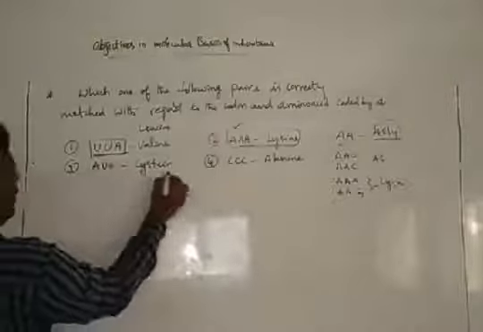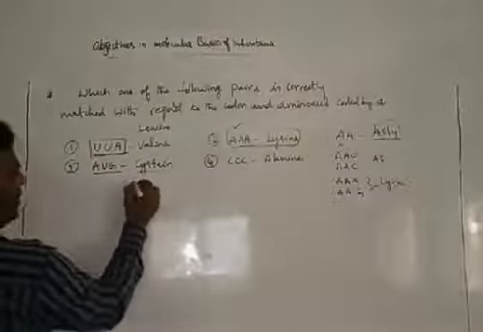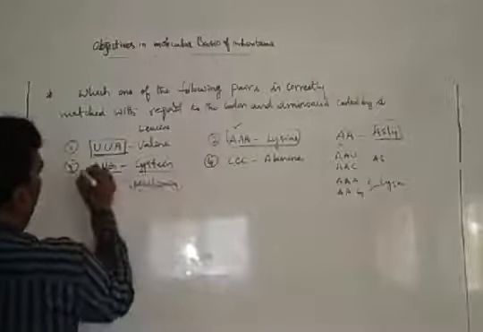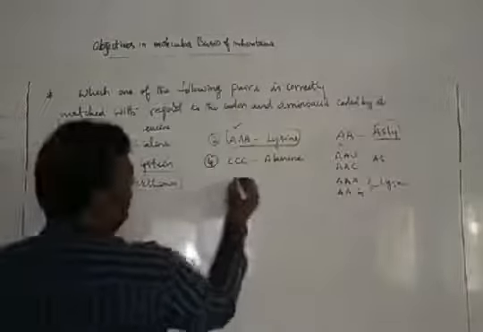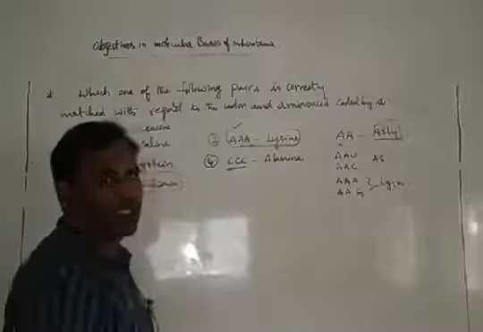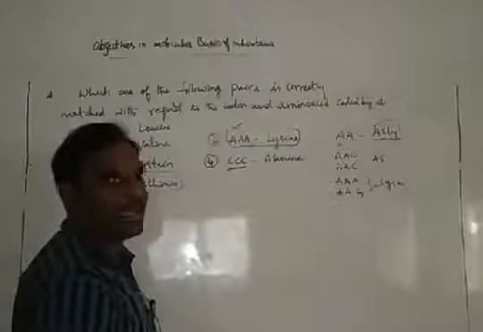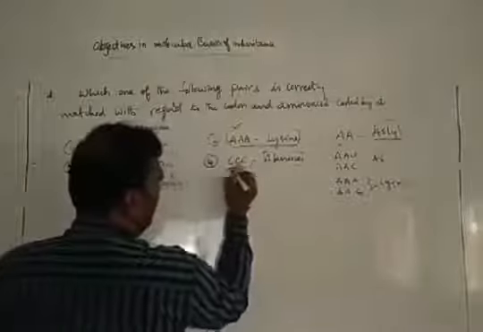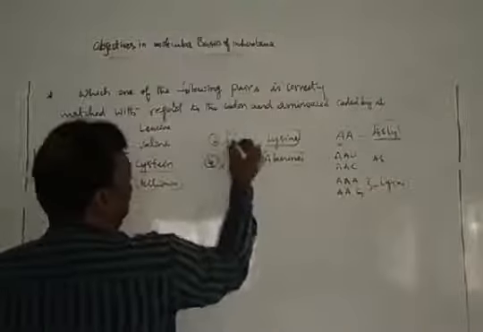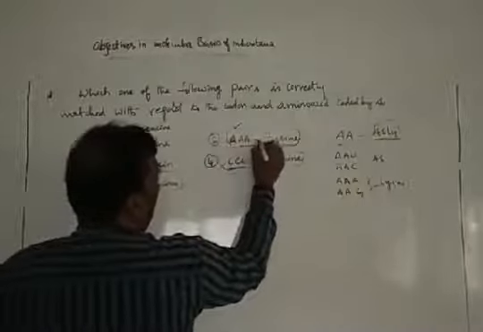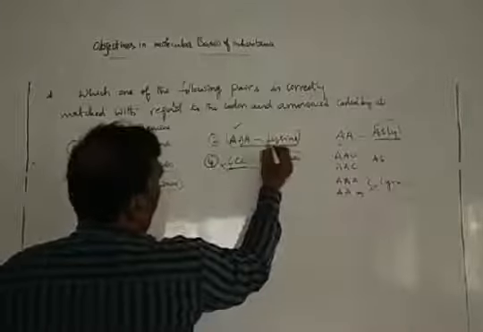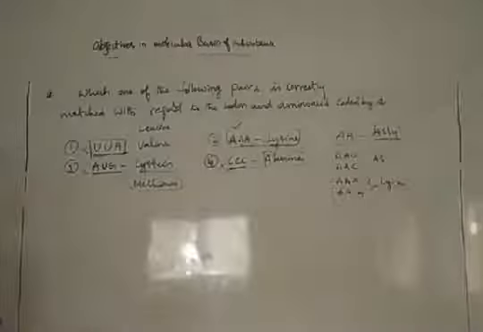AUG is not a cysteine. It is a start codon, and it codes for methionine. So that is also a wrong statement. CCC is proline, so alanine is not decoded by CCC. So this is also a wrong option. AAA is coded as the lysine amino acid. This is the right option for that question.